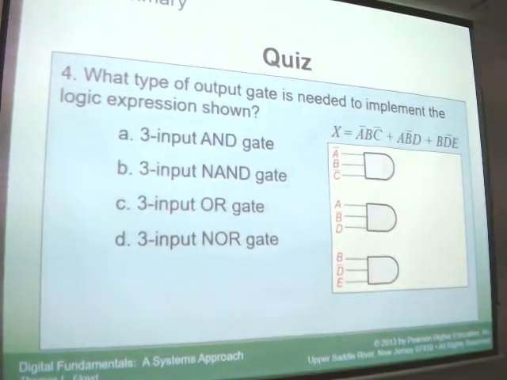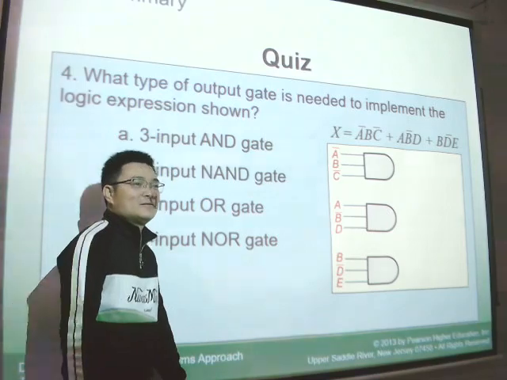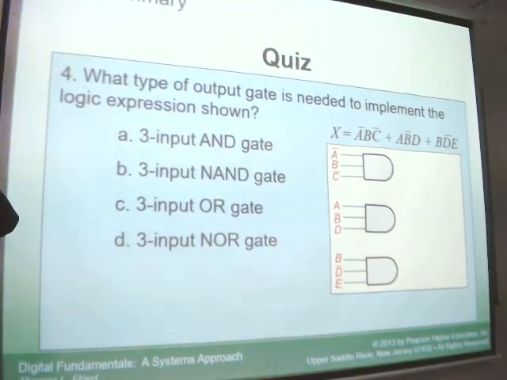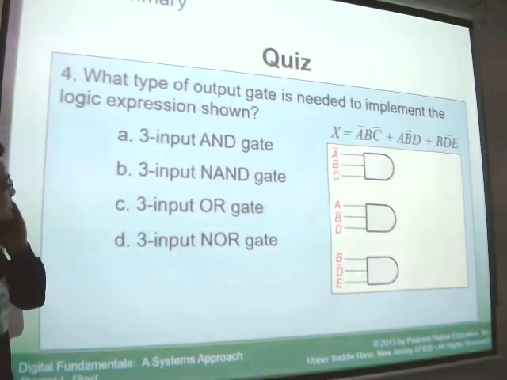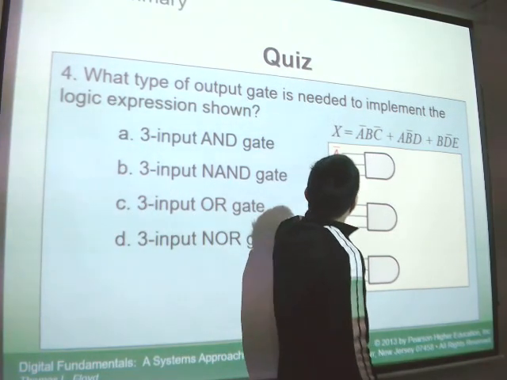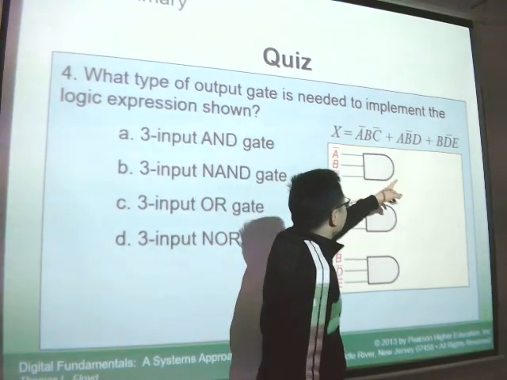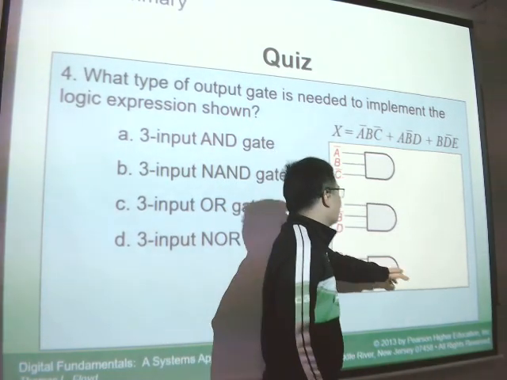What type of output gate is needed to implement the logic expression? It is complicated. Vincent, what is the answer for this question? A 3-input OR gate. A bar B bar D is this product term, right? Yes. And B D bar E is this product term. So a 3-input OR gate.